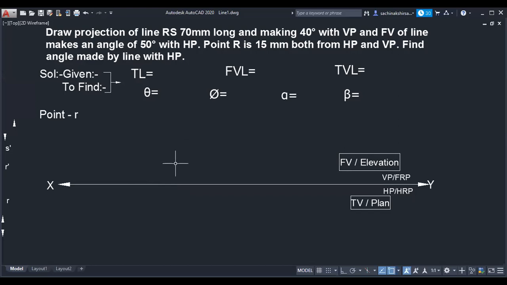So yesterday's problem. Many students told me about that particular second problem, whatever I have given. Are you able to read the problem on the screen? Can anybody read the problem on the screen?